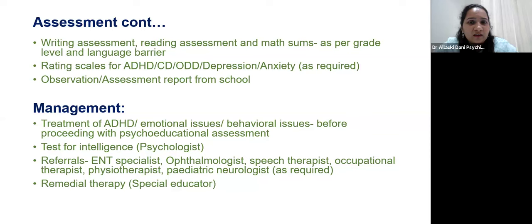Secondly, from the management perspective, from a psychiatrist perspective, firstly, we definitely need to treat the ADHD, emotional issues, behavior issues, or any other psychiatric comorbidity which the child has before proceeding for any other psychoeducational assessment. Because if the child is facing any of these conditions right now, it is definitely going to interfere with the further testing.